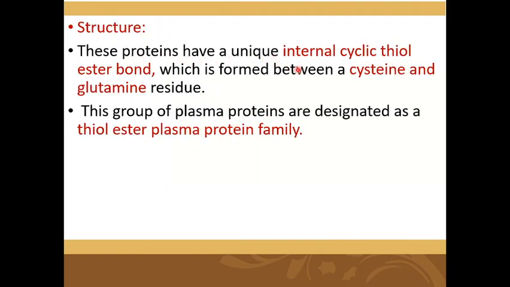These proteins have a unique internal cyclic thiol ester bond. This you have to remember. Thiol ester bond, which is formed between cysteine and glutamine. देखो, cysteine contributes the SH group, thiol group, and glutamine contributes the ester group, right? So in this way, a thiol ester bond is formed between the amino acids cysteine and glutamine. This group of plasma proteins is designated as the thioester plasma protein family.